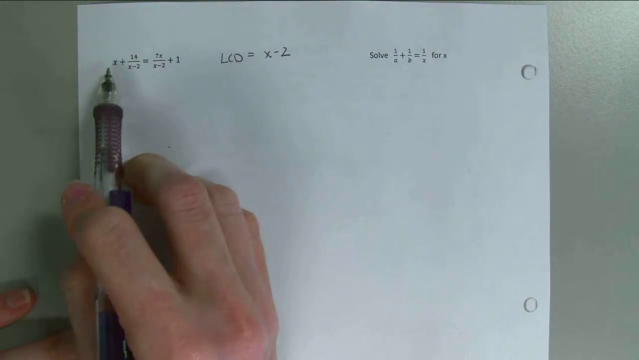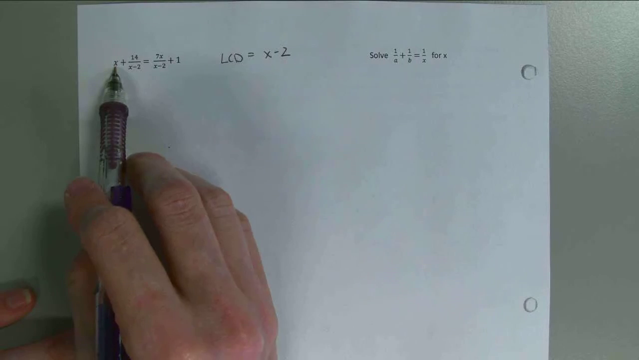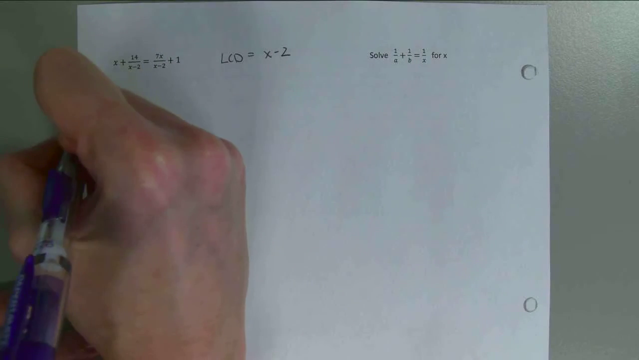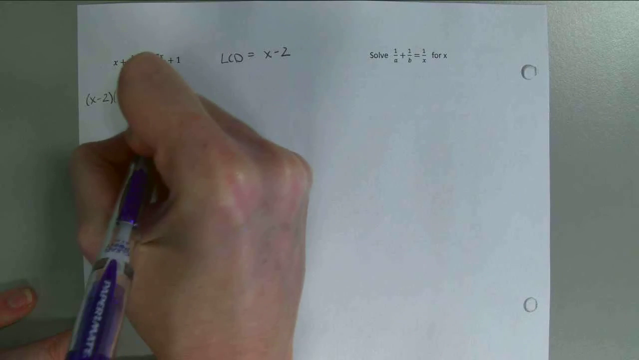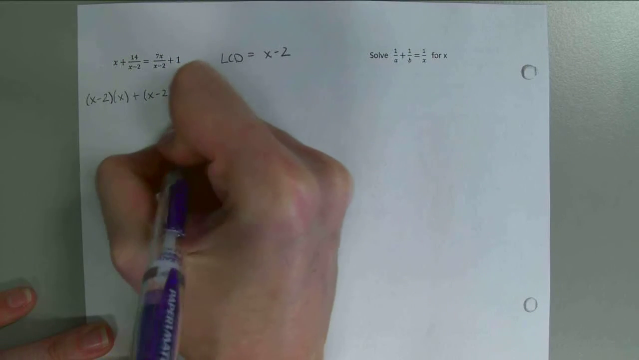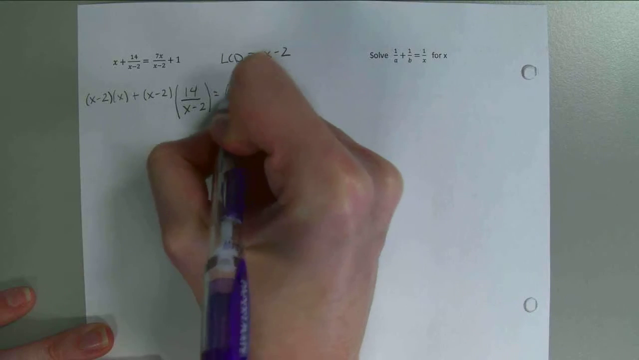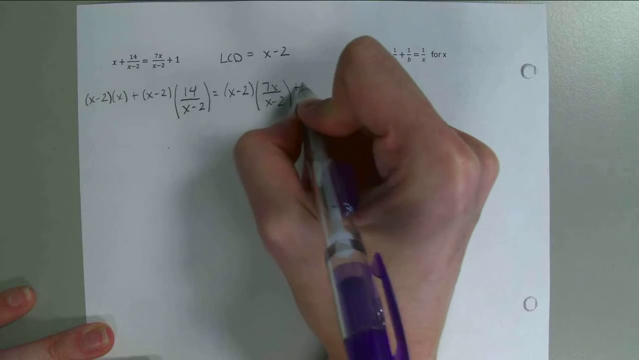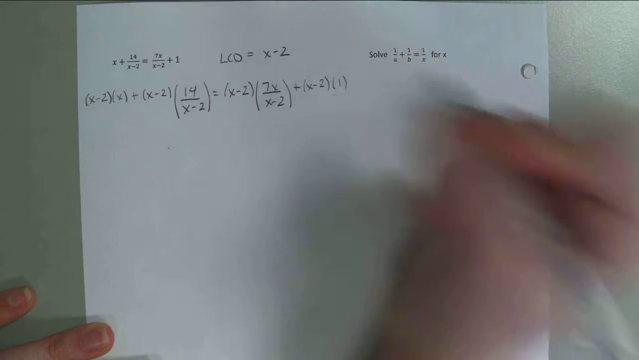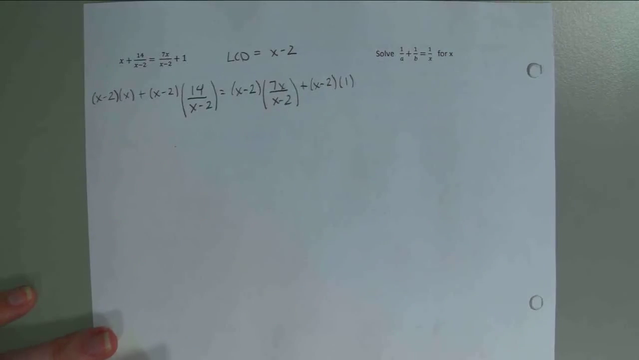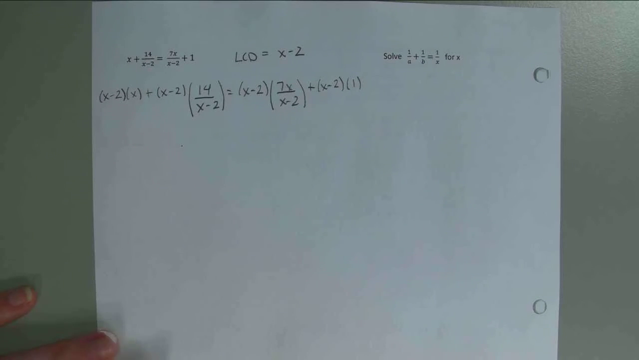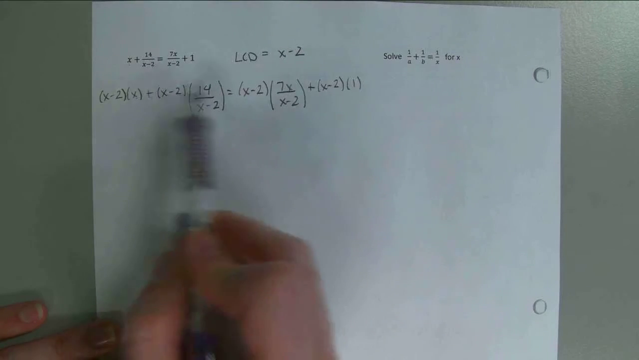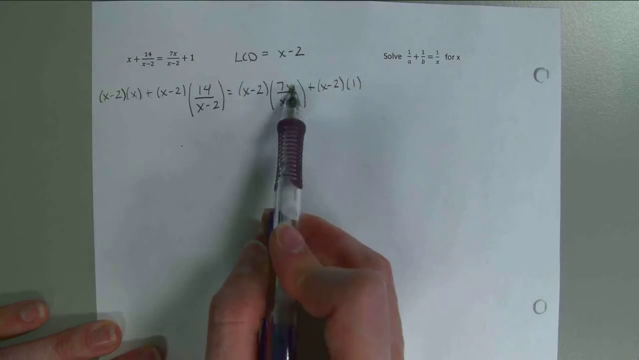So what we're going to do is take each of these items, even if they don't have a denominator, and multiply by x minus 2. So x minus 2 goes in front, and then x goes behind it, plus x minus 2 goes in front, and 14 over x minus 2 goes behind it, equals x minus 2 in front, and 7x over x minus 2 behind it, and then x minus 2 in front, and the 1 goes behind it, all right? I'm just doing that to stay consistent. LCD in front, the original in back. So the x plus 14 over x minus 2 equals 7x over x minus 2.